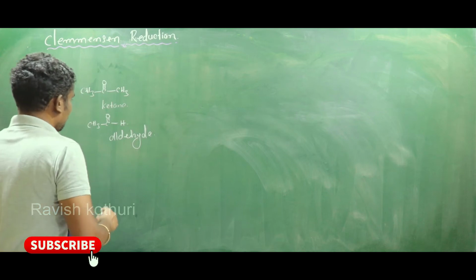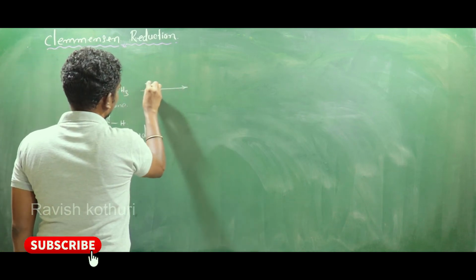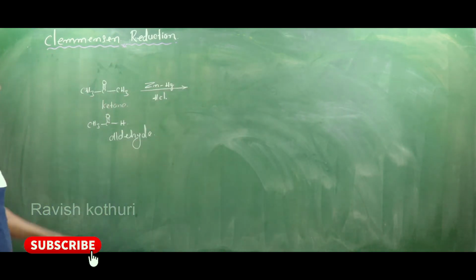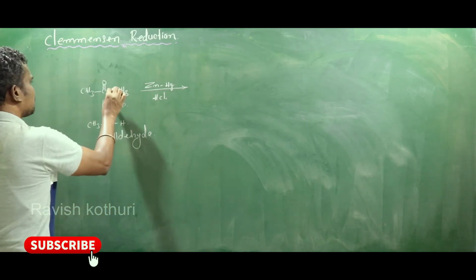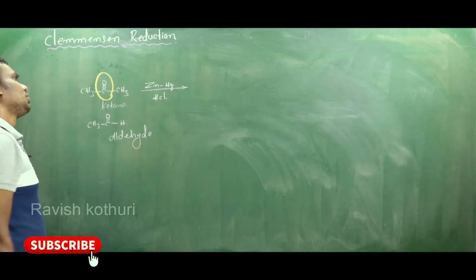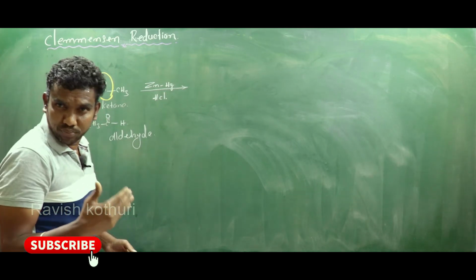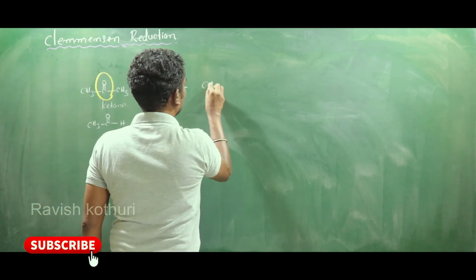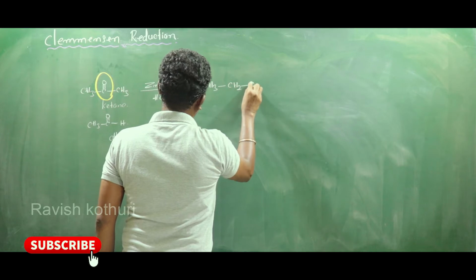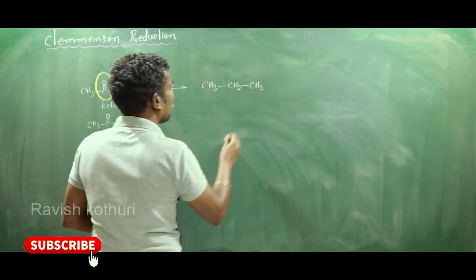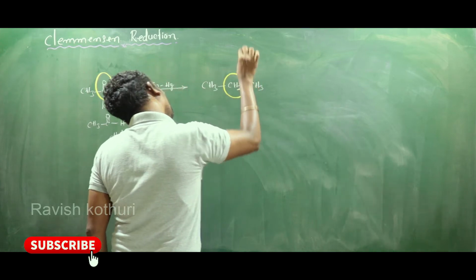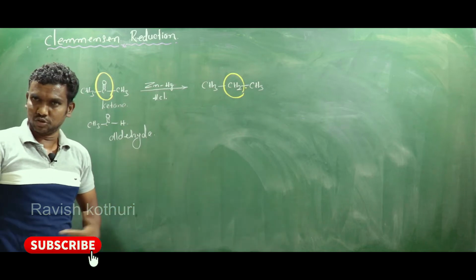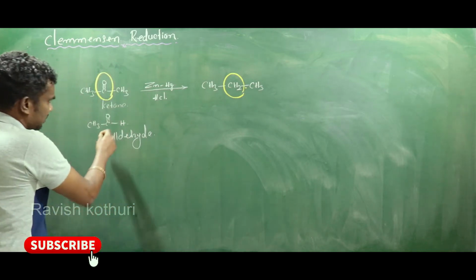See here, if you add zinc amalgam and HCl, what happened here? Observe carefully. This C double bond O carbonyl group converts to a methylene group, right? CH3, CH2, CH3. The carbonyl group converts to a methylene group. That's all, my dears.